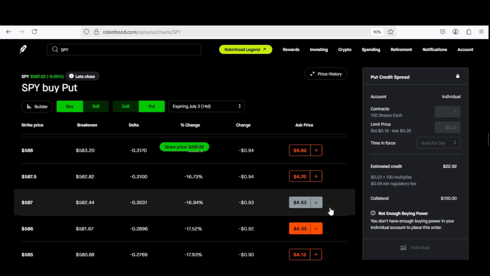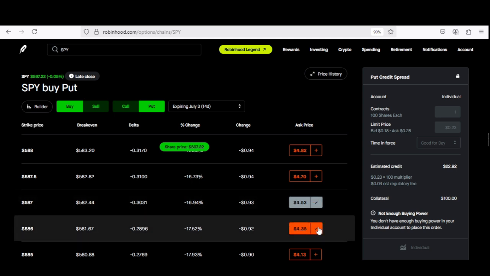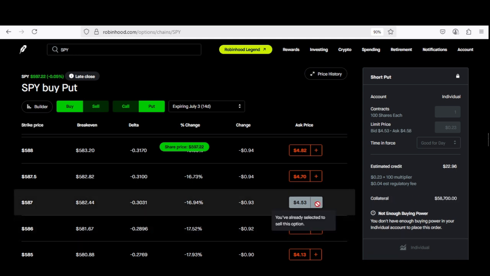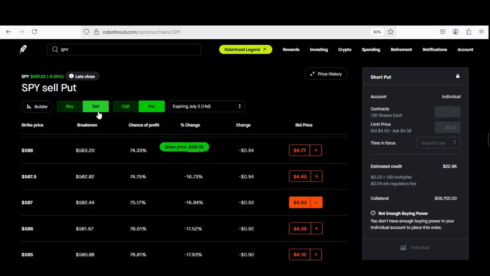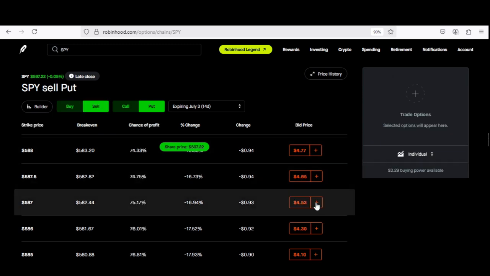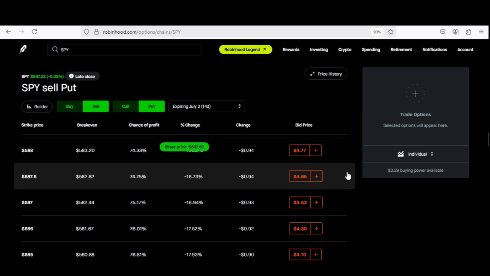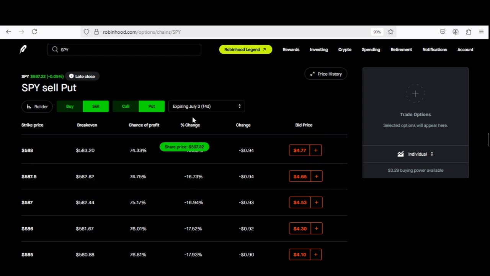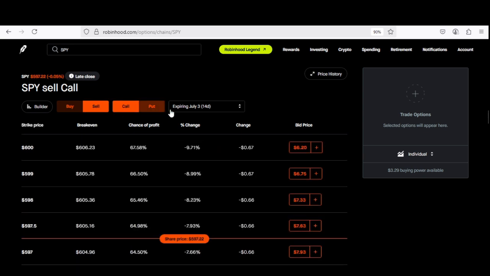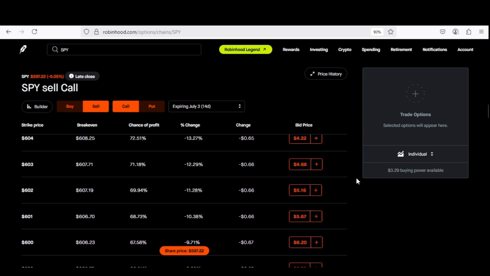Now, for those of you that have a different outlook on the market, let's say you're bearish and you don't think the market is going to go up, this is an option strategy you could use. So now we're going to go to sell a call, and we're going to choose the exact same strike date. Remember, the strike date is extremely important when trading options. And now we're going to choose a strike price above the current share price.